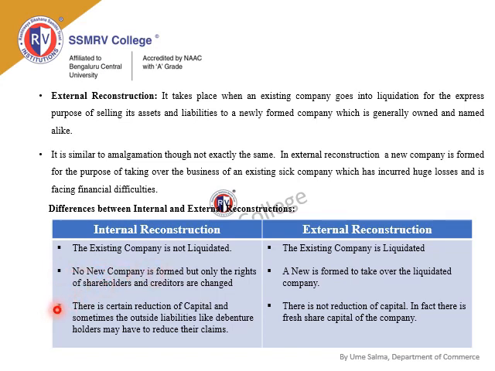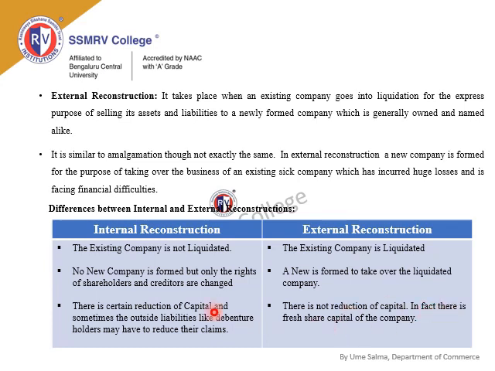The very next important point is that in internal reconstruction there is a certain reduction of capital, and sometimes outside liabilities like debenture holders may have to reduce their claims. What actually is reduction of capital? Here capital is reduced and the external liability holders waive their claim, or they reduce it on an agreed discount to reach the capital reduction. Whatever amount is left out in the capital reduction can be transferred to the capital reserve account, so that more rearrangements can be done. In case of external reconstruction, no such reduction will happen.